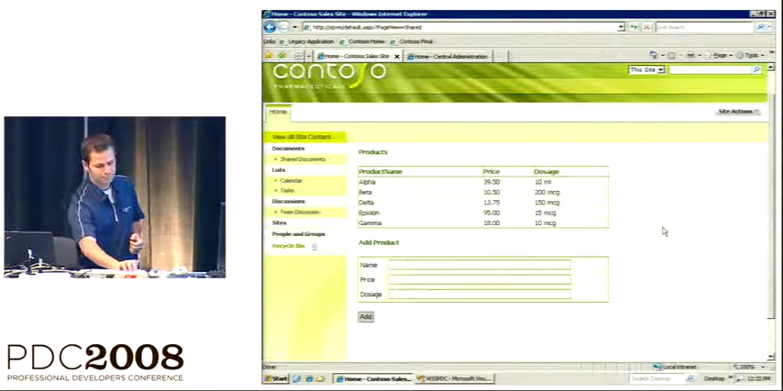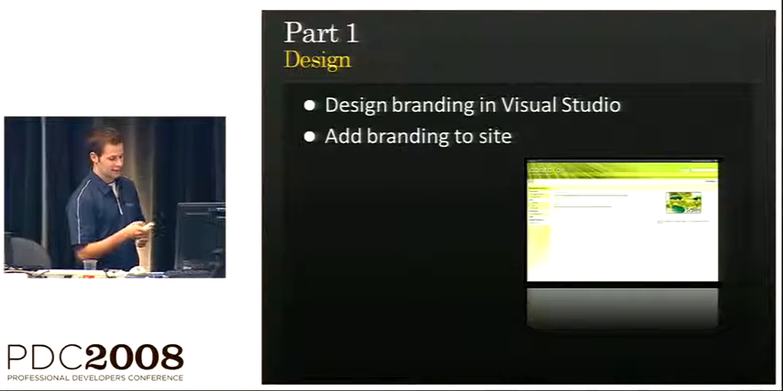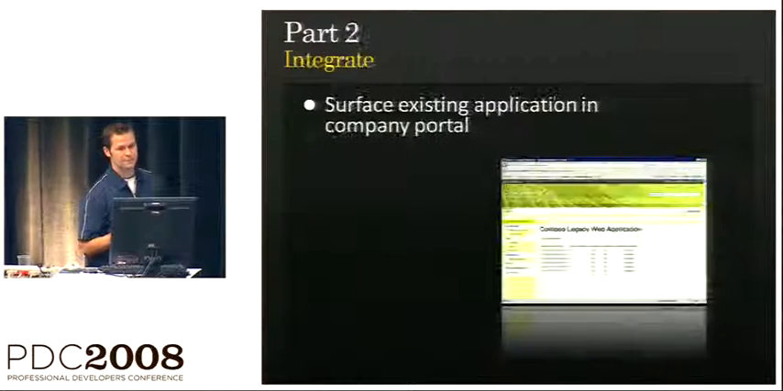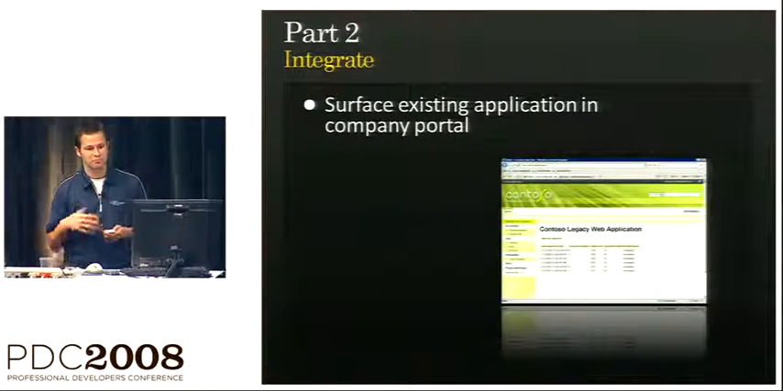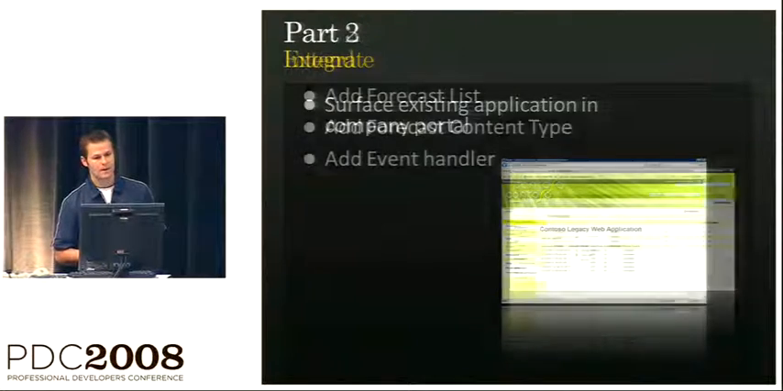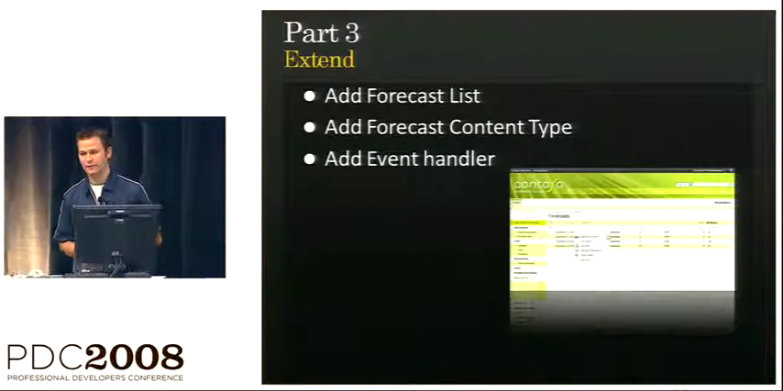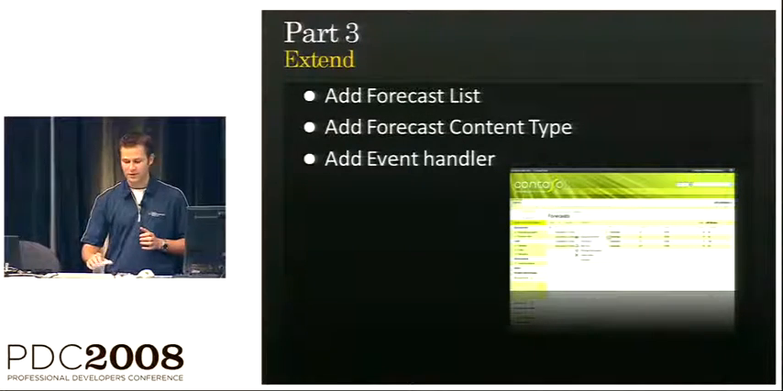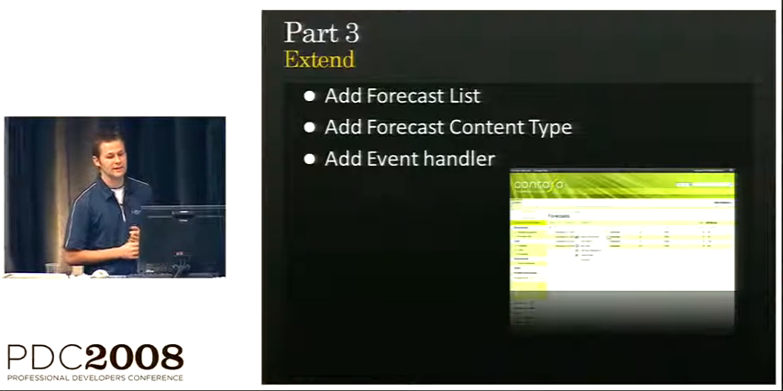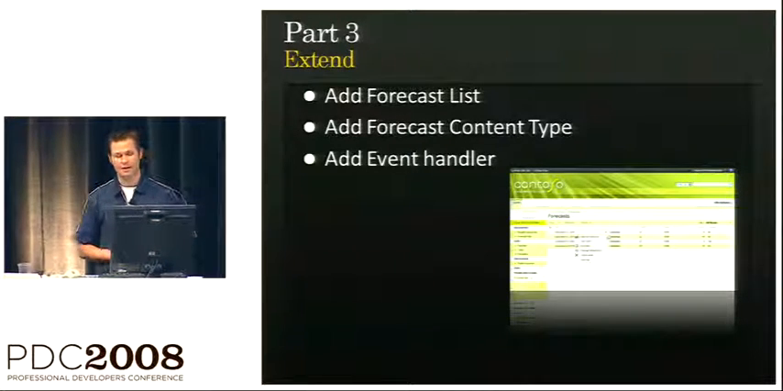Okay. So let's jump back to our slides for a moment. So part one was the design. We looked at that. Part two was surfacing this legacy web application inside SharePoint. But part three is really where all the fun starts. So for part three, we're going to extend SharePoint in a few different ways. We're going to build out that forecast list. And to do that, we're going to need a content type for that list.